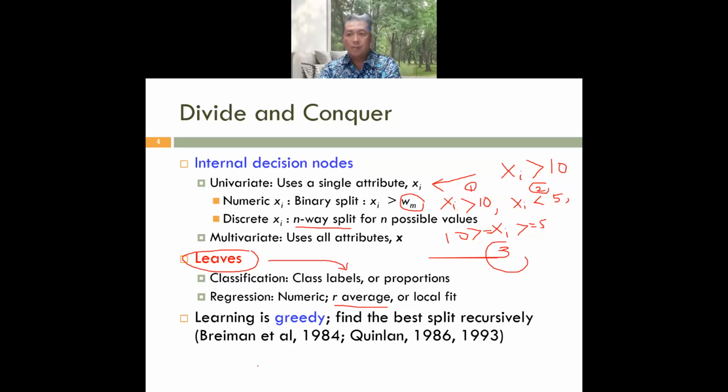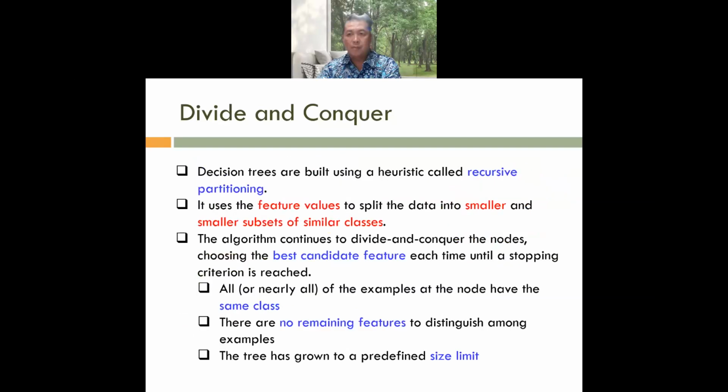In trying to divide your data, they use a greedy algorithm. They find the best split recursively. So how do they do that? Basically, they will try all the values that you have in your features, and also all the features that you have in your dataset. They will perform all of them. The approach they use is divide and conquer.